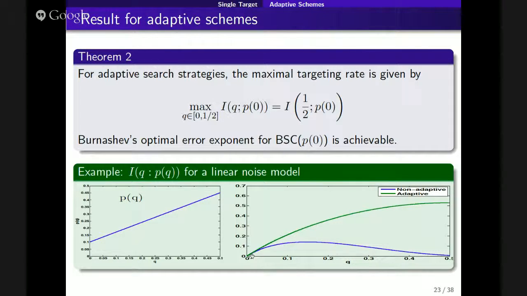Again, assuming we take a linear noise model, before we got the blue line, the mutual information as a function of Q, and this was the optimal spot. Now in the maximization of this element here, because the noise does not depend on Q, we get just the normal behavior of mutual information as a function of input distribution. And then the optimal thing is half.